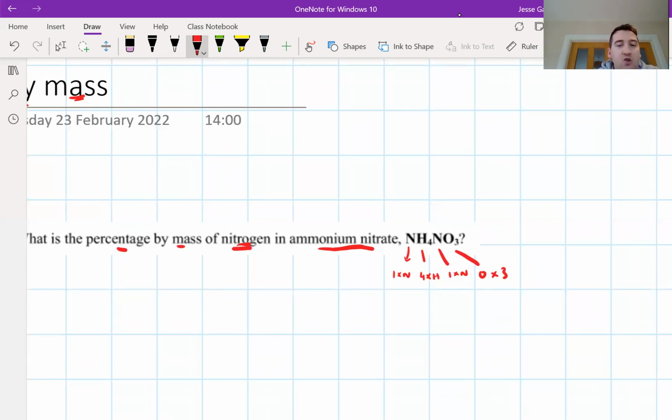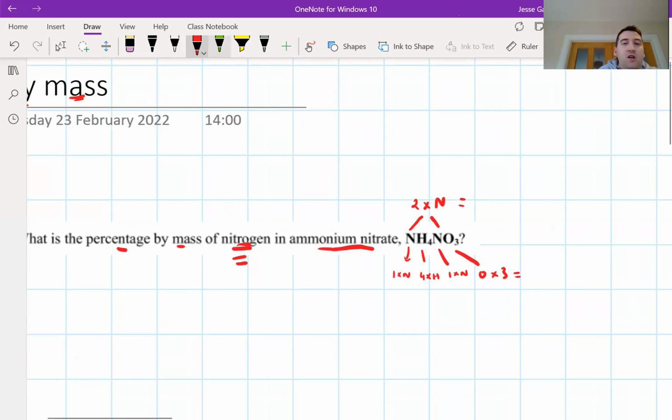The element that we're interested in finding is the nitrogen. So up top here, we can see that there are 2 nitrogen atoms, 2 times N. So what we want to do is find the masses of these 2 things: first of all, just the 2 nitrogen atoms, and then the whole lot. So pause the video and do that now.